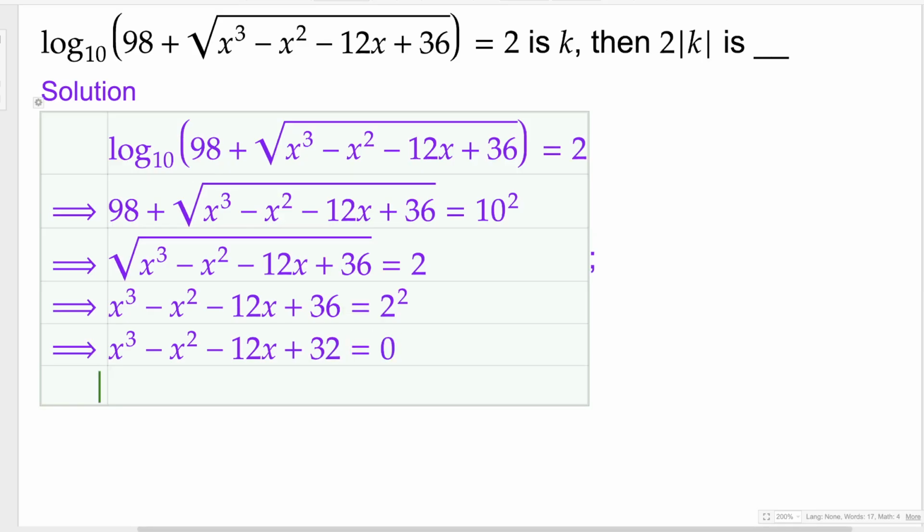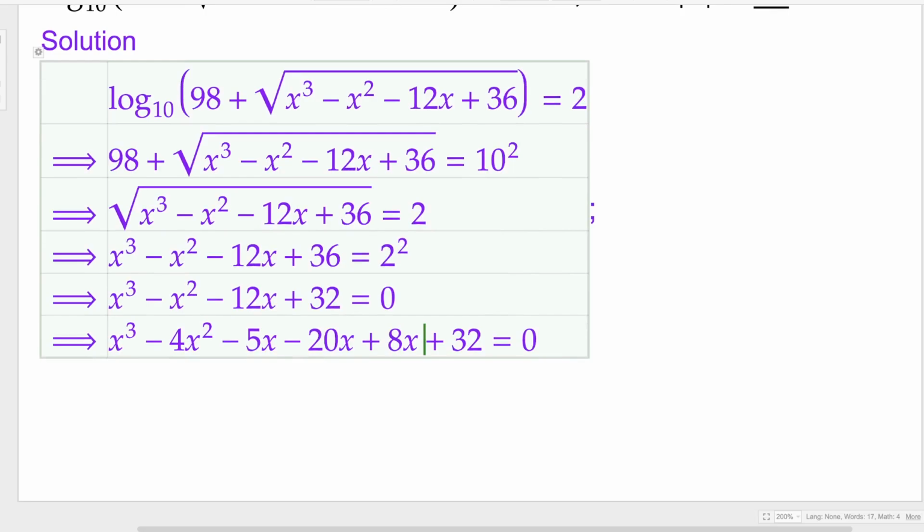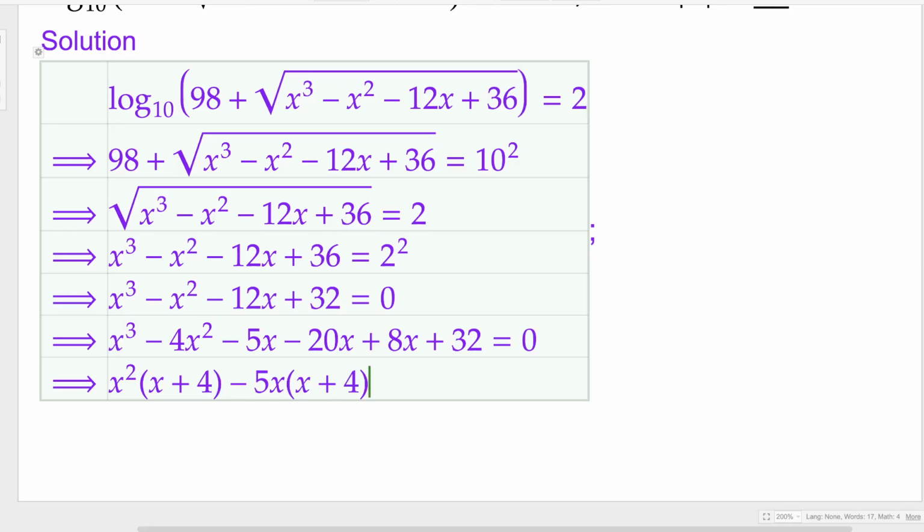Now this cubic equation, we need to resolve further. So this x squared, I'll write as 4x squared minus 5x, and this 12x can be written as negative 20x plus 8x. Now on resolving this further, I can take x squared as common factor from this term, and this one can be written as x plus 4. Similarly, negative 5x is common, and this can be written as x plus 4. And here we can write plus 8 as the common factor, and here we have x plus 4.